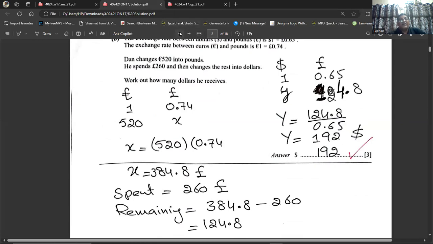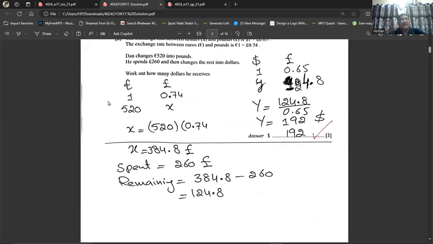Here you can see euros and pounds. 1 euro is 0.74 pounds. They have 520 euros, so how many pounds will they get? X will be equal to 520 multiplied by 0.74. So they have 384.8 pounds. They have spent 260 pounds, so how many pounds are remaining? That will be 384.8 minus 260. That will be 124.8 pounds left.